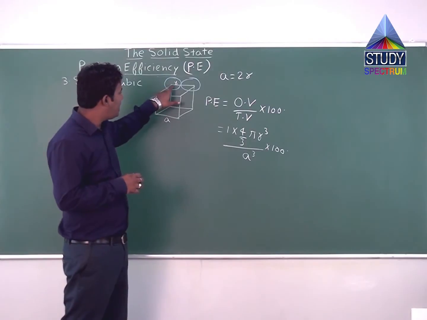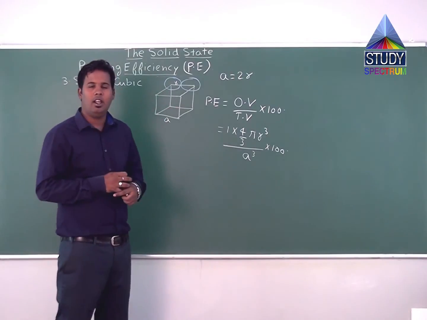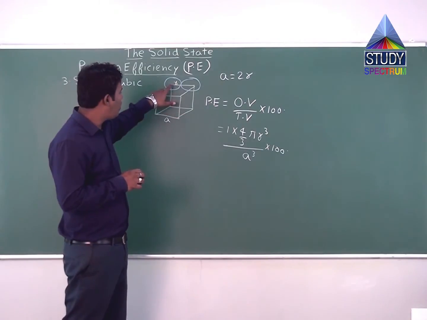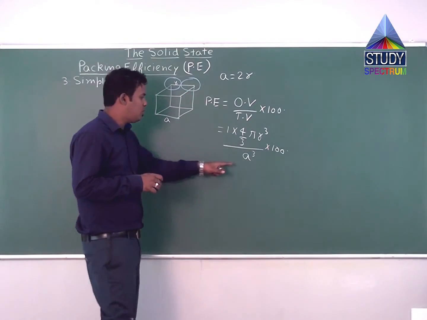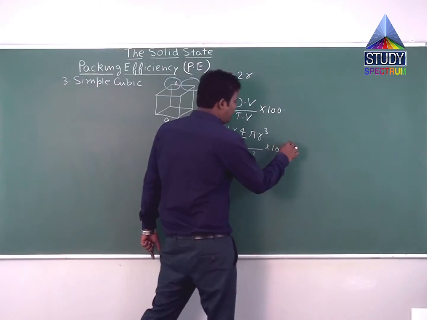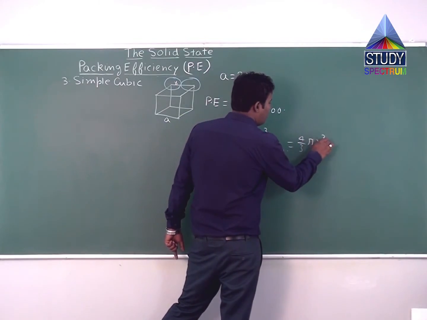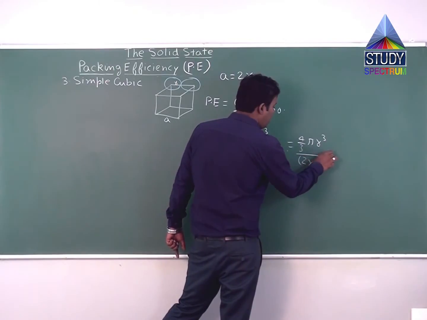It means if I take one of its edge lengths, small a, then it is effectively the sum of the radii of 2 adjacent spheres. Or in short, a is equal to r plus r, a is equal to 2r. Now if I substitute a is equal to 2r over here, then it becomes 4/3 pi r cube upon cube of 2r into 100.